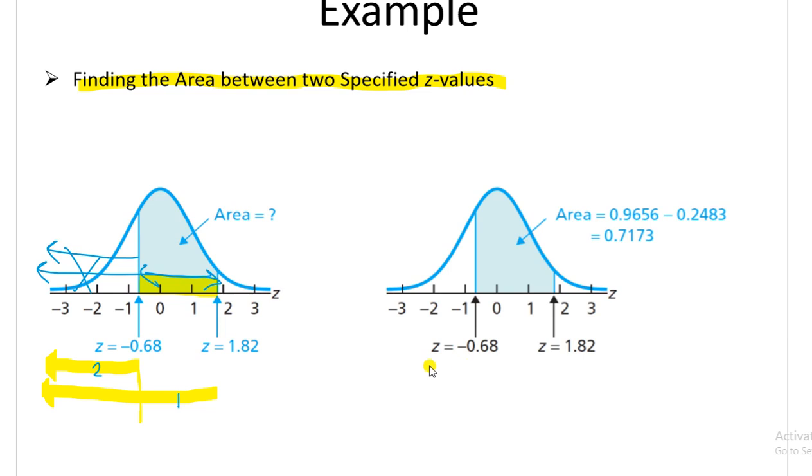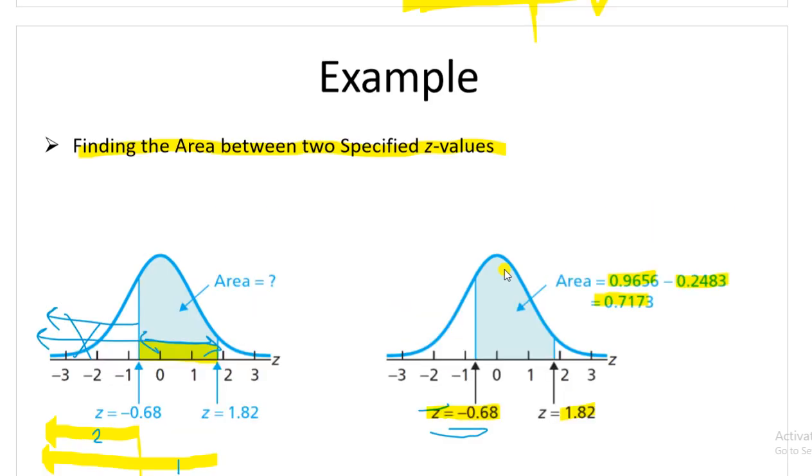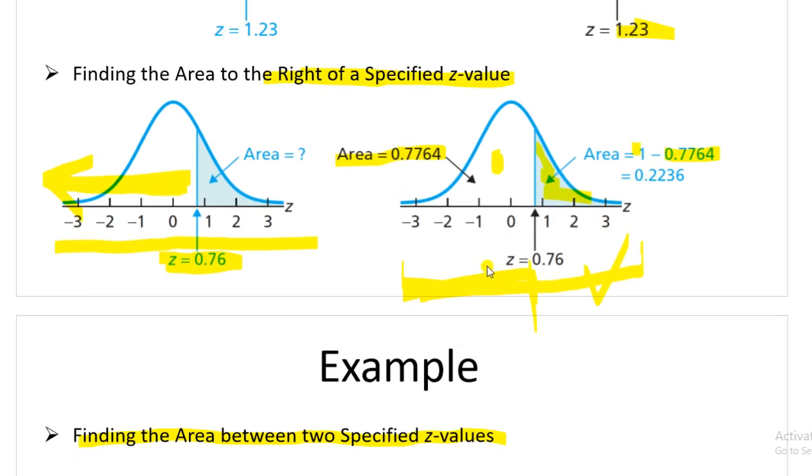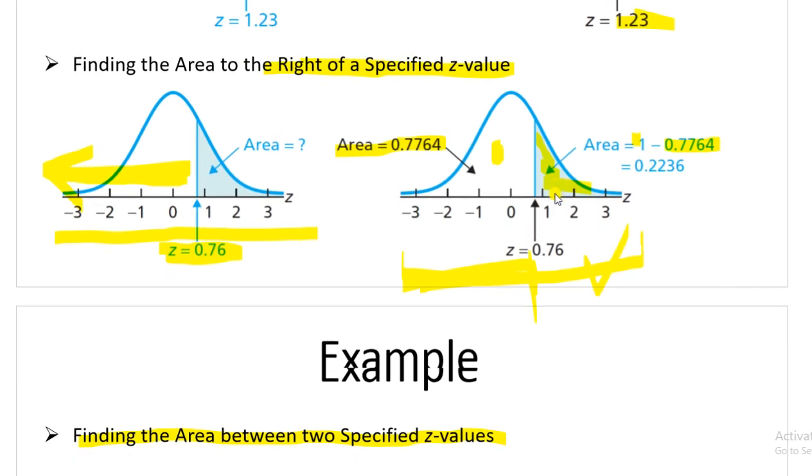If I look at this value in the table, 0.6 under 8, I will get 0.2483. If I look at 1.82, I will get 0.9656. So if I subtract this smaller from this bigger one, I will get the area between the two values, this area, which is the shaded one. So these are the three possibilities. On the left, directly from the table. On the right, 1 minus the value from the table.